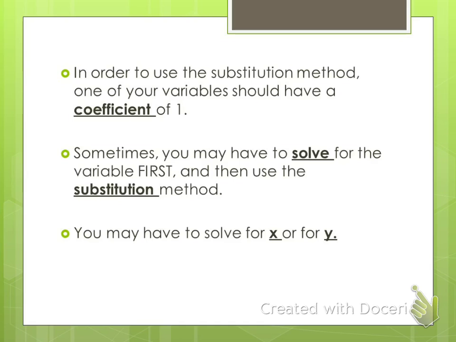In order to use the substitution method, one of your variables should have a coefficient of 1. Sometimes you may have to solve for the variable first, then use the substitution method. You may have to solve for x or for y. Yesterday, all of our equations seemed to be solved for y, but it's possible that we could get x by itself instead. So today, we actually have to do that first step of choosing one of the equations and getting one of the variables alone.